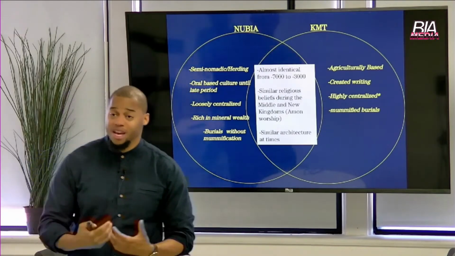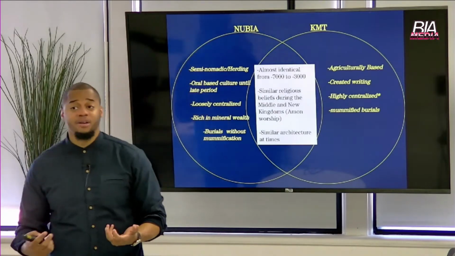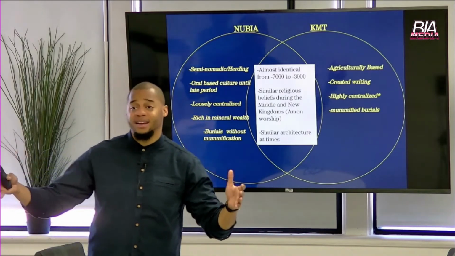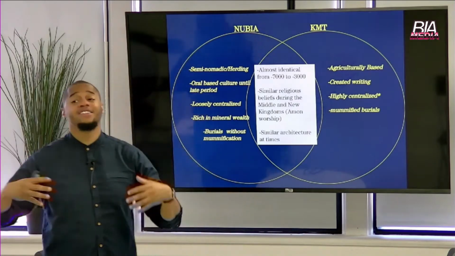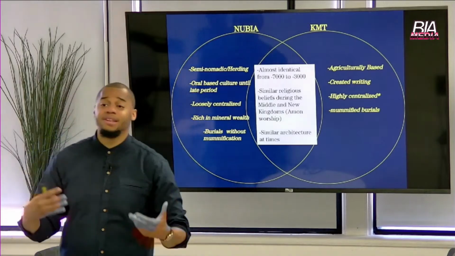So when you get into Nubia, things start to get a lot greener. You get a lot more pasture land. You get a lot more trees. And this affected how the civilization developed.